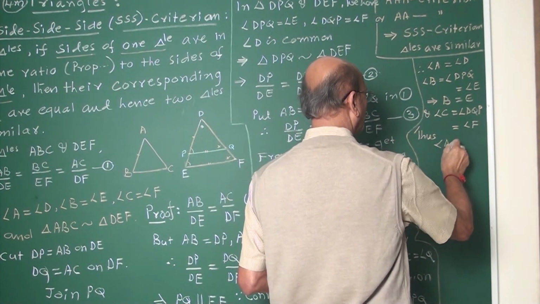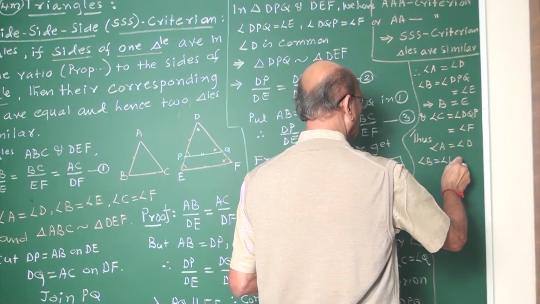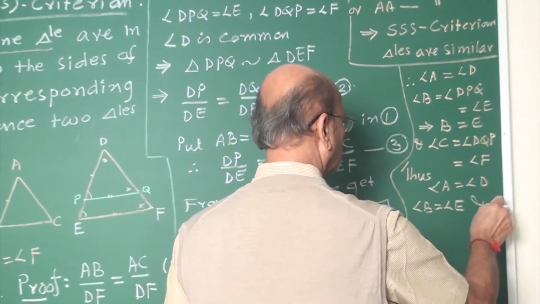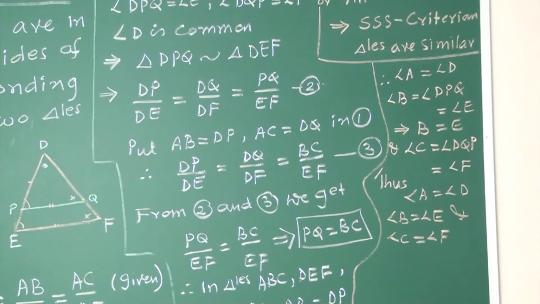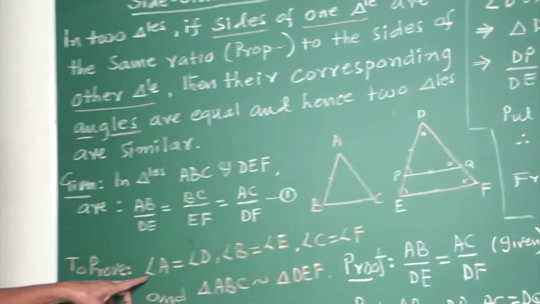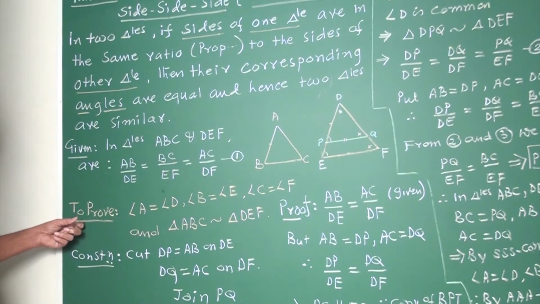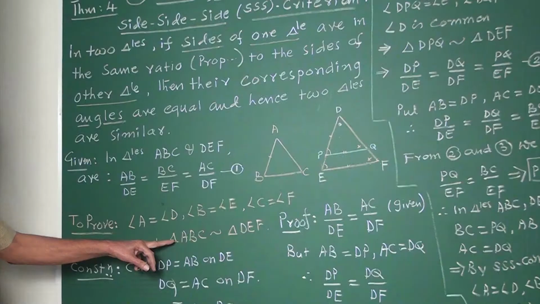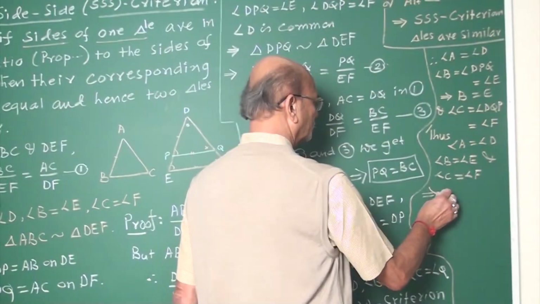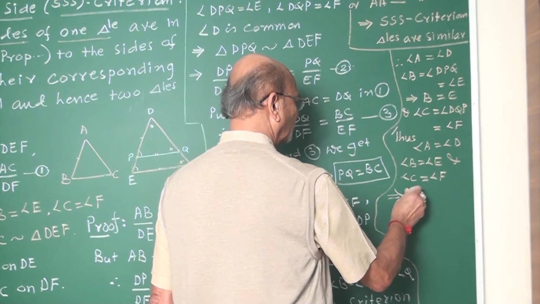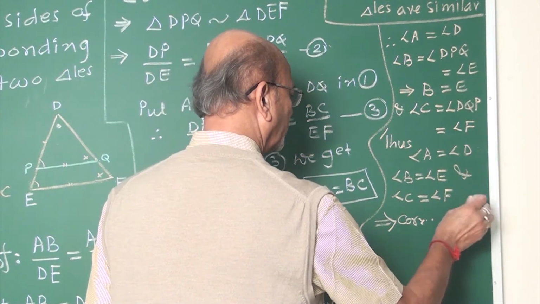Thus, my friends, angle A equal to angle D, angle B equal to angle E, and angle C equal to angle F. Thus we prove, angle A equal to angle D, angle B equal to angle E, angle C equal to angle F. This we have proved. Then triangles are equiangular, hence they are similar. Corresponding angles are equal.